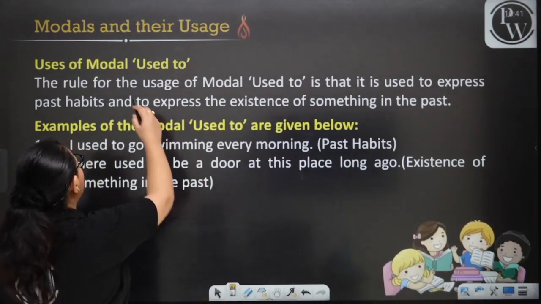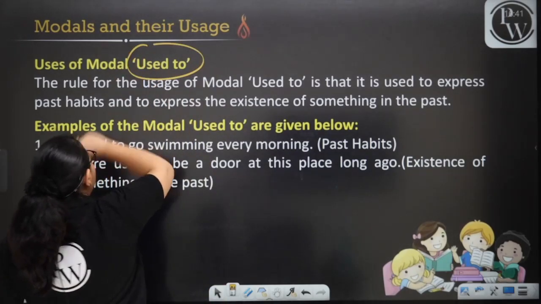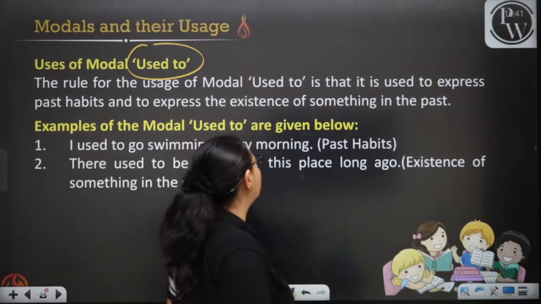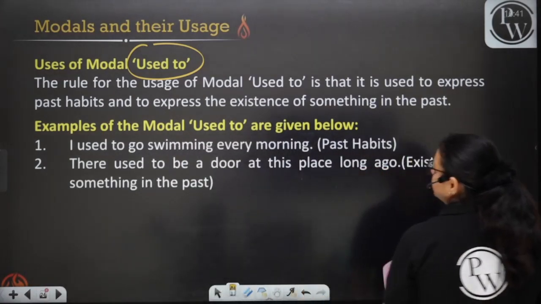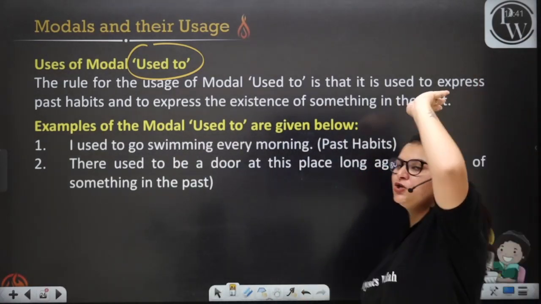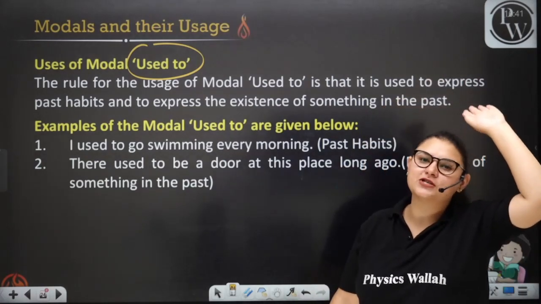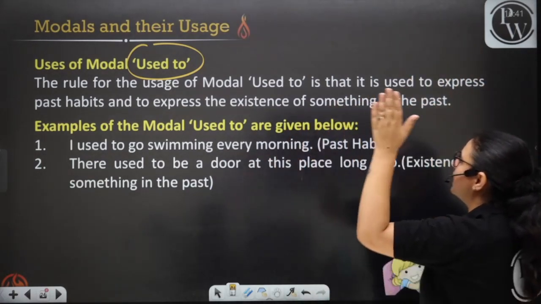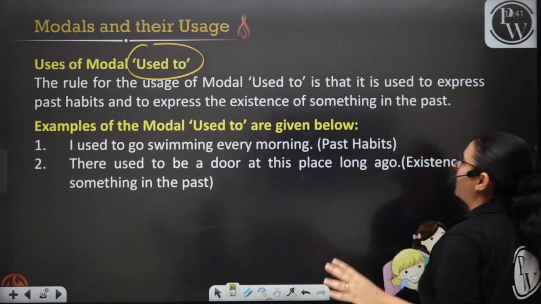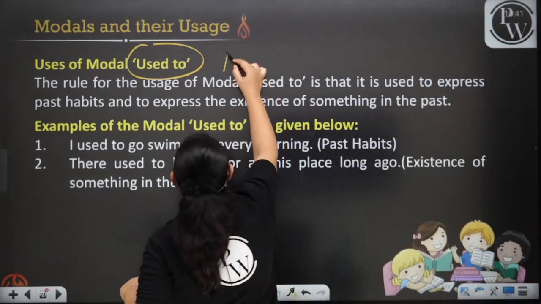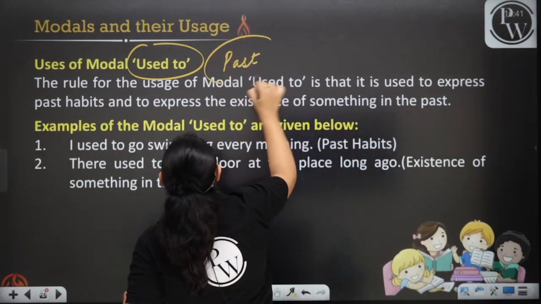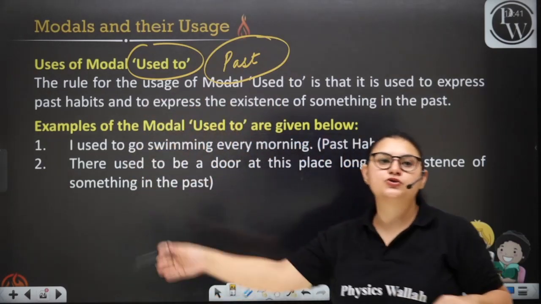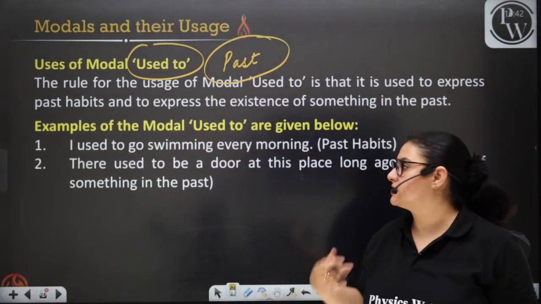Now, uses of modal used to. The rule for the usage of modal used to is that it is used to express past habits. I used to do this in the past. Past habits and expresses the existence of something in the past whenever you are talking about the past. Okay? The used to modal is used to express something which was in the past.